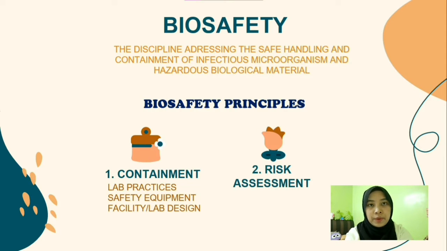Containment consists of lab practices, safety equipment, and lab design. Primary containment is intended to keep people in the lab safe from contamination. Secondary containment keeps biological risk and disease out of the lab and away from the public. Biological risk assessment should be centered on your facility and the material you are working with.